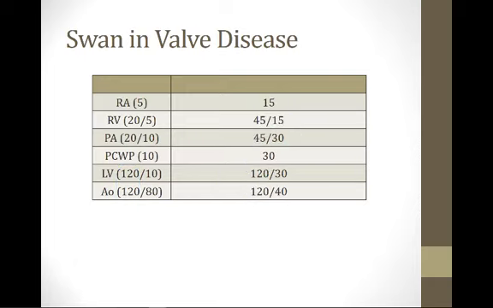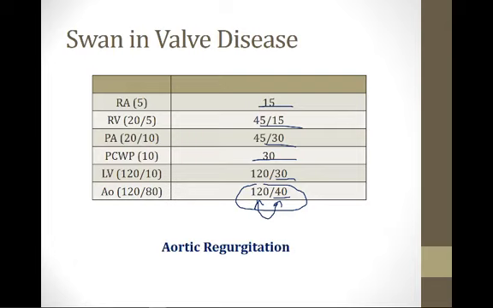Here's another case. We've got high pressure in the right atrium, in the right ventricle, in the pulmonary artery, in the pulmonary capillary wedge pressure, meaning the left atrium. In the LV, we've also got elevated diastolic pressure, and what we've got in the aorta is a very low diastolic pressure. And if you notice, the difference between the systolic and diastolic pressure in the aorta, which is the pulse pressure, is markedly increased in this patient. And anytime you see high pulse pressure in a patient with valvular heart disease, you should think of aortic regurgitation.